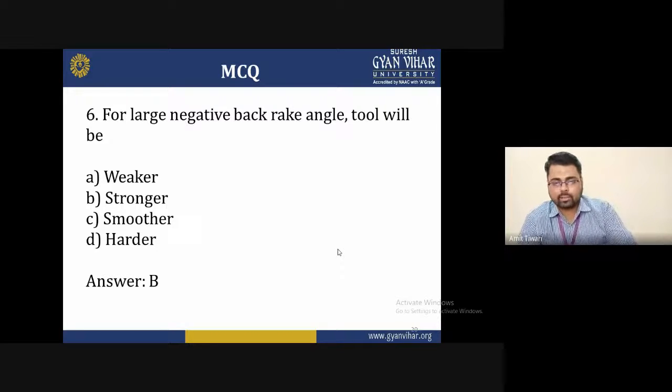Six: for a larger negative back rake angle, the tool will be: A, weaker; B, stronger; C, smoother; or D, harder. So the answer is B, stronger. The larger the negative back rake angle, the stronger the tool will be.